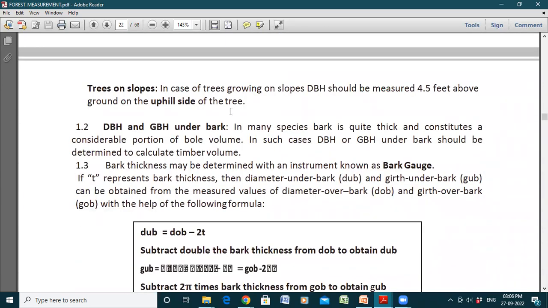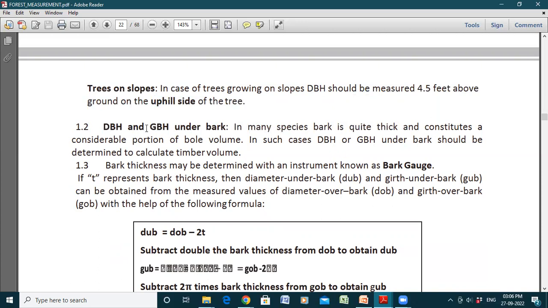Now, trees on slopes. In the case of trees growing on slopes, DBH should be measured 4.5 feet above the ground on the uphill side of the tree. So if some trees are there on slopes, in that case we should measure DBH 4.5 feet above ground on the uphill side of the tree.